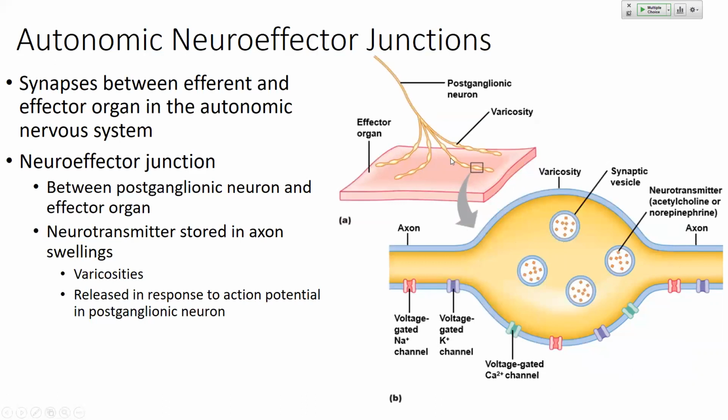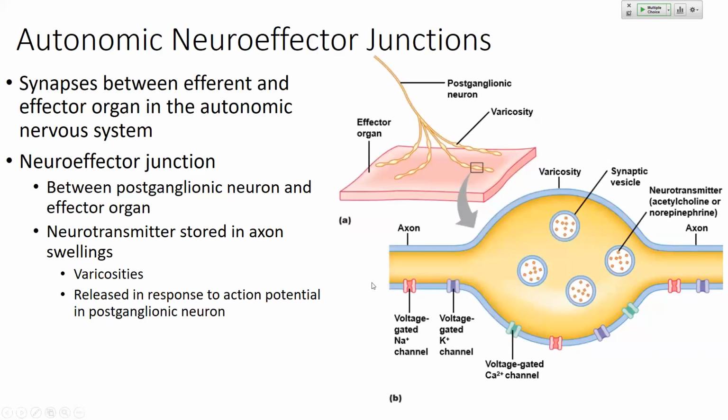Now this image here shows a larger view of a single varicosity. So these swellings on the axon terminal are called varicosities. If we looked a little bit closer at a single varicosity, we would see that there are some synaptic vesicles within this swelling. And within those vesicles is the neurotransmitter. Again, it can either be acetylcholine or norepinephrine, depending on where this postganglionic neuron is. If it's on the sympathetic side, the vesicles are going to store norepinephrine. If this is a parasympathetic postganglionic neuron, the vesicles are going to store acetylcholine.